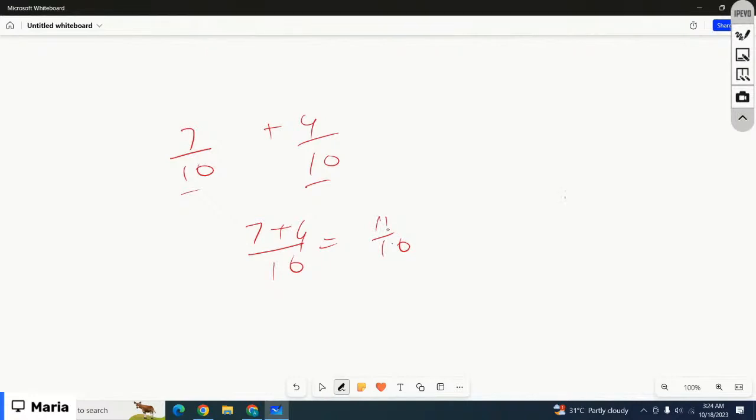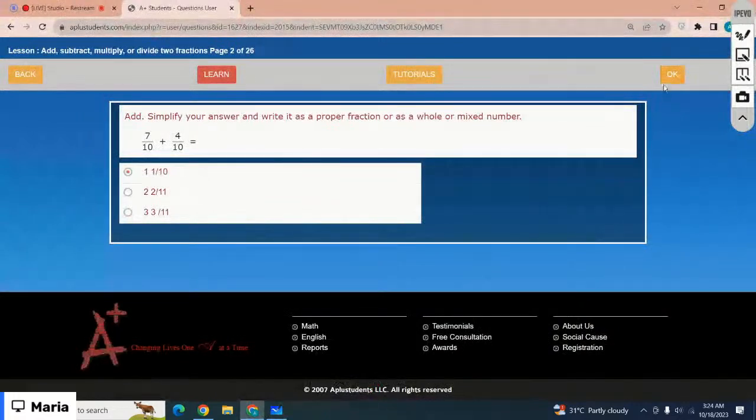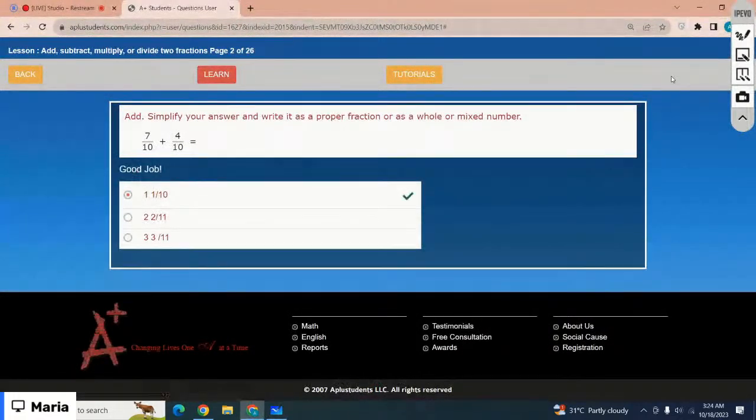See, the numerator is greater than the denominator, so just divide. 10 times 1 is 10. 11 take away 10 is 1. So it would be 1 whole 1 over 10. The correct option is 1 whole 1 over 10. Option 1 is the correct option. Got it?